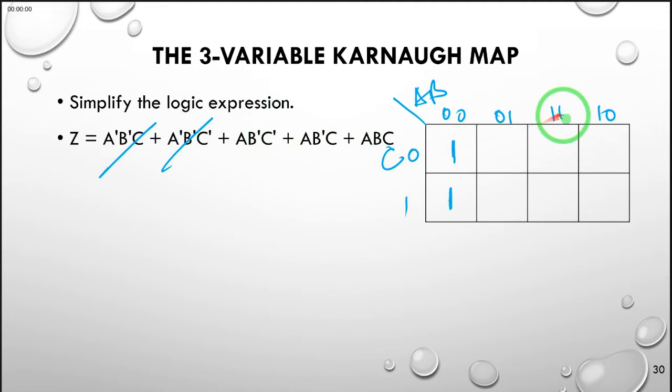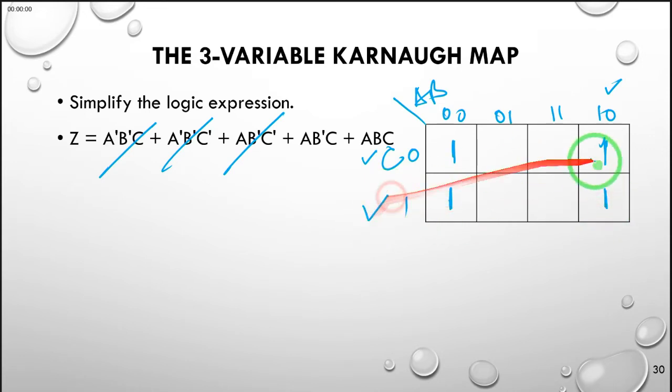A, B bar, that is here, and we have C bar, which is here. Where they intersect, you put a 1, that is represented. A bar, again B bar, and with the C inverted comes here because that is a C. Where they intersect, you have a 1. And finally, we have ABC, where they intersect. This is AB, and this is C. We have a 1 there. And therefore, the next thing is to do the grouping.